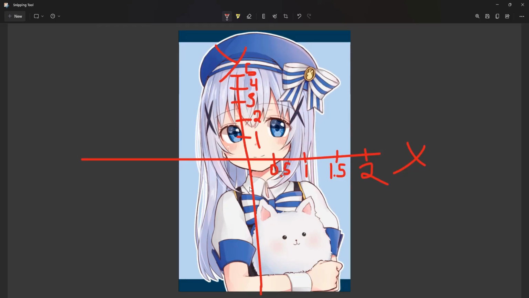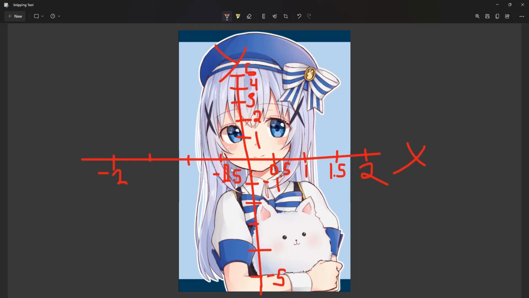And of course the same goes for down here: -1, -2, -3, -4, -5. And then finally we have -0.5, -1, -1.5, and -2. Now that we have this, we can start graphing.